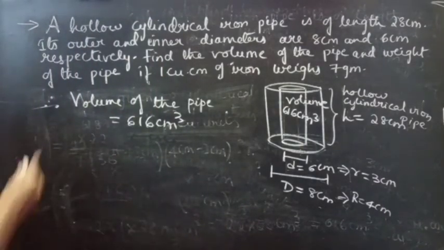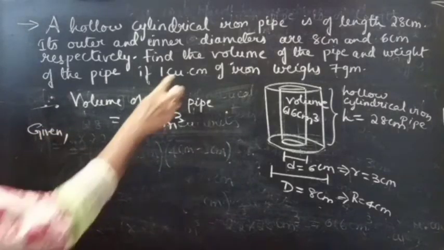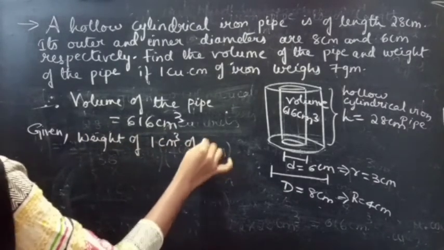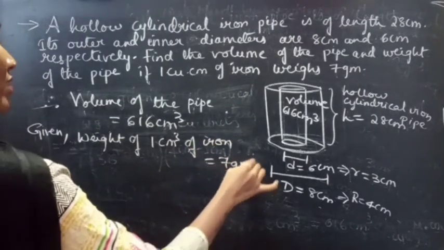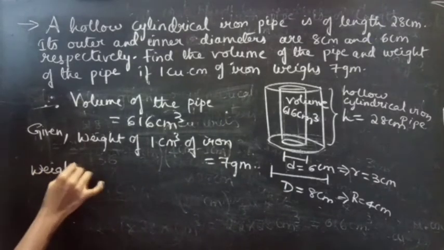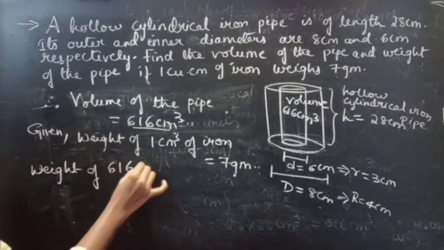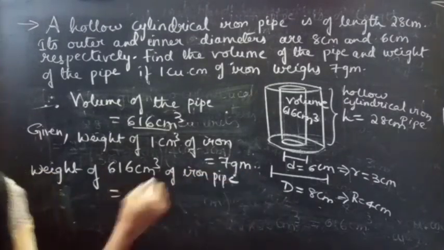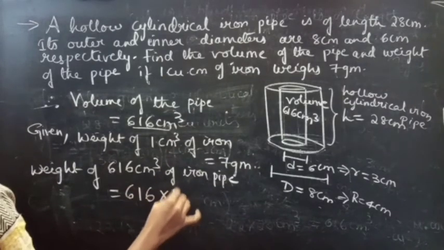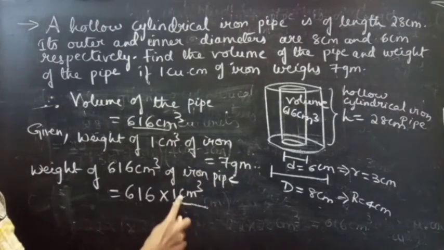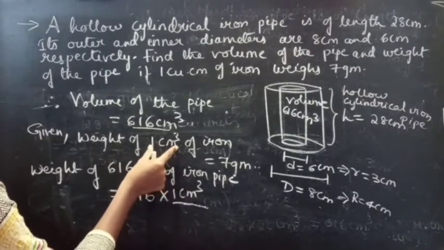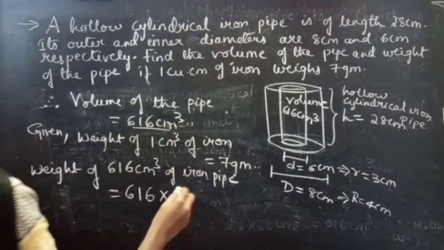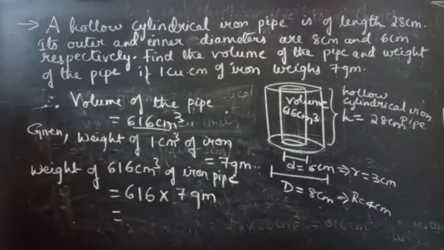Okay. So here we are given weight of 1 centimeter cube of iron equals 7 grams. Then weight of 616 centimeter cube of iron pipe will be equal to 616 into 1 centimeter cube. Now replace 1 centimeter cube by 7 grams. Since 1 centimeter cube of iron is 7 gram, you would replace 1 centimeter cube with 7 gram. Okay, fine.